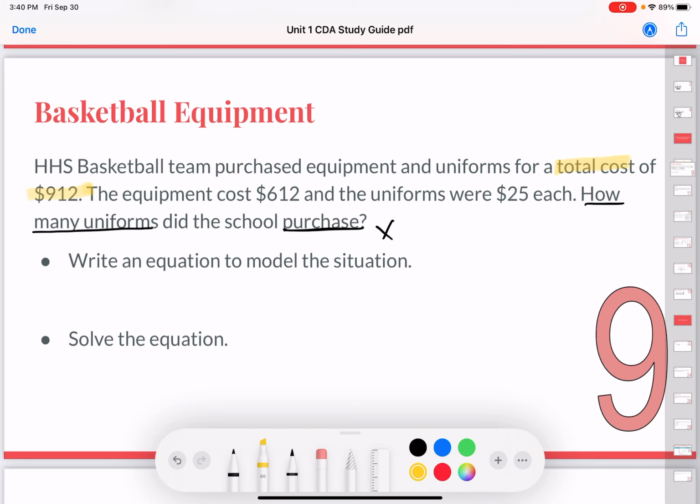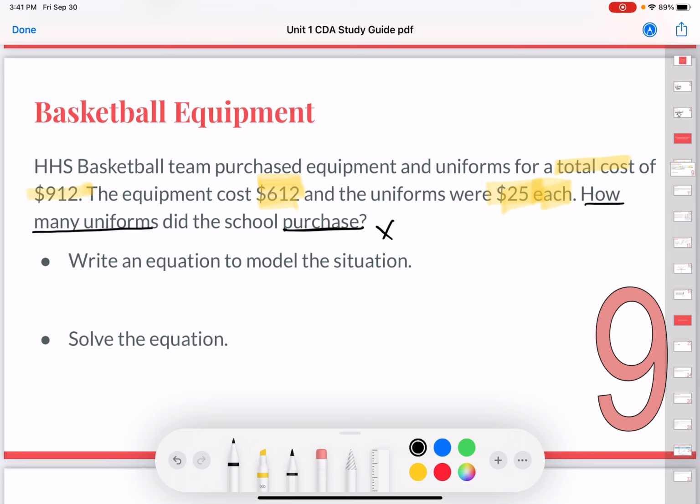And this is basically like my flat fee because I'm paying that once. That's what the equipment costs. And you only need the equipment once. What's recurring is the uniforms because you're buying multiple based on the number of people that there are. So that's $25 each. That keyword each gives away that it's a repeating value.